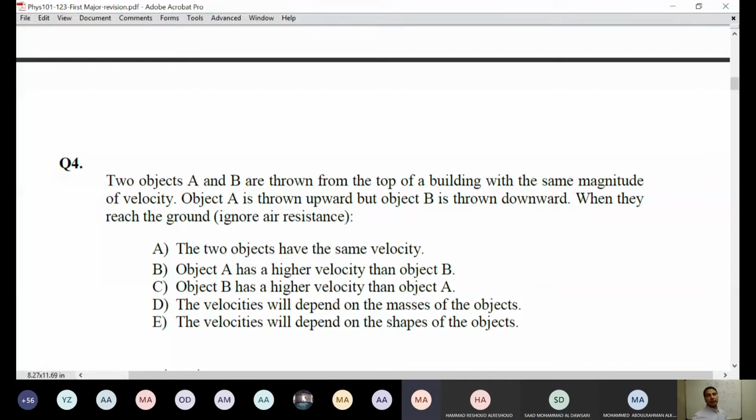Okay, so here the option A says that the two objects have the same speed when it hits the ground. Option B says object A has a higher velocity than object B, and then the other options you guys can read one by one. But you already answered that yes, they will hit the ground at the same velocity. So some students, if they are confused, look at the whiteboard here. I'm just explaining this trick here.